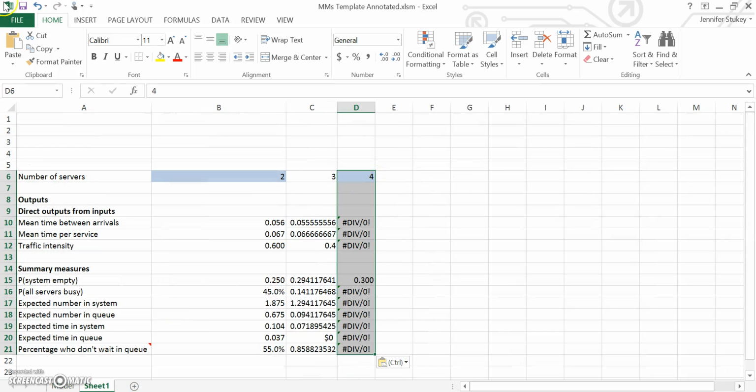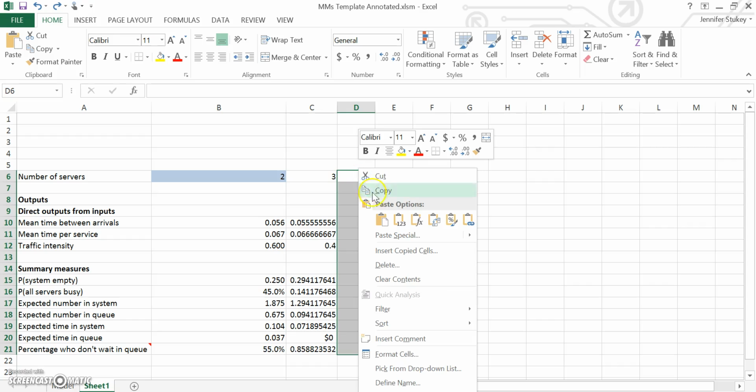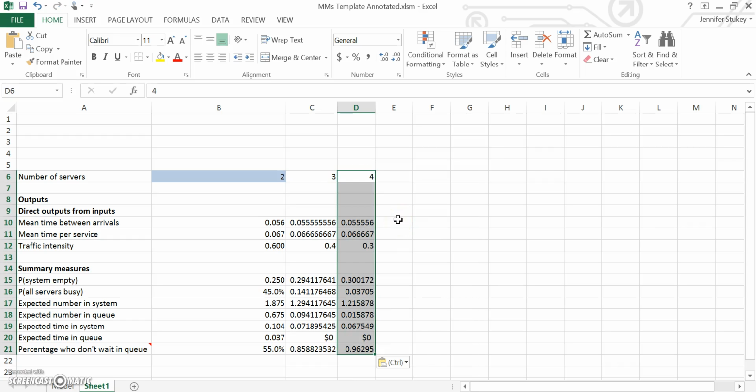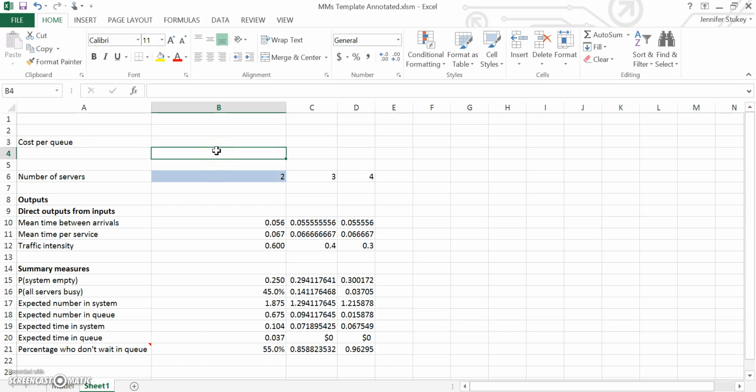Okay, and I did it again. Got to do the values. All right. Now there's a few other pieces of data that we need to put in, and that is the cost per queue. The problem tells us that it costs $20 per hour to operate each queue. Oh, and I didn't get that in the right line. There we go.